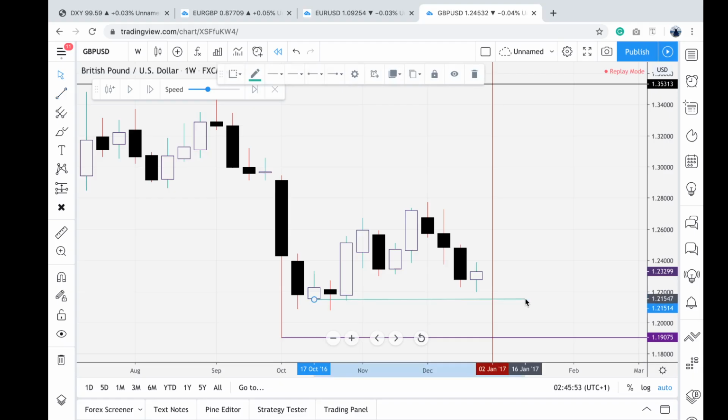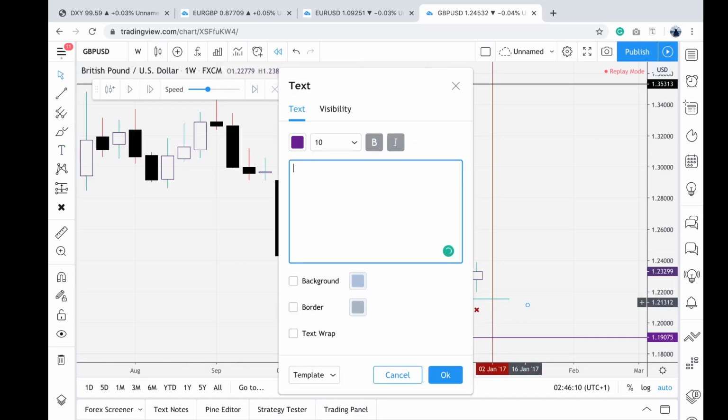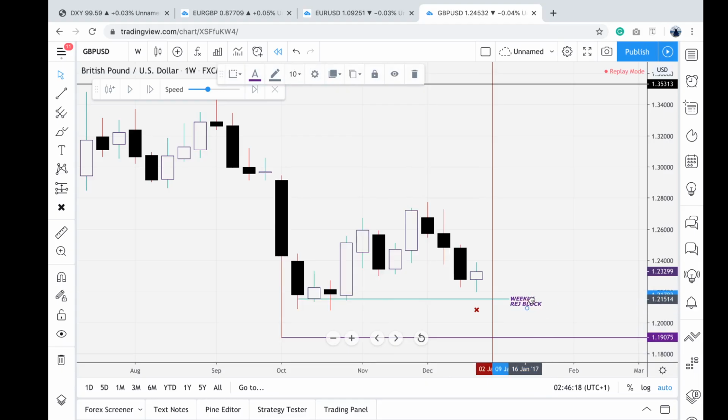Right, so equal body candles on a weekly basis around this point. So we can put a potential X around that level, as price could potentially trade into that level, and then we could label this a weekly rejection block. Okay, so weekly rejection block off this level.